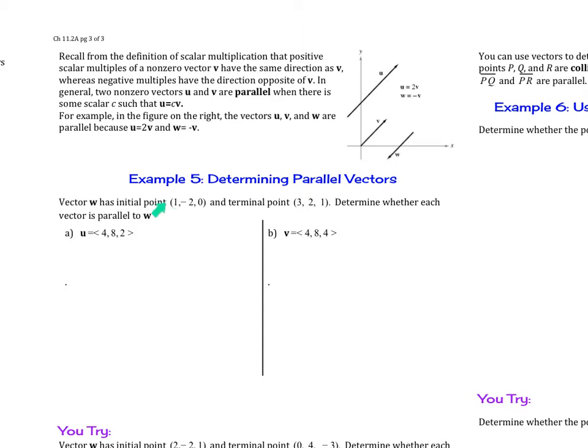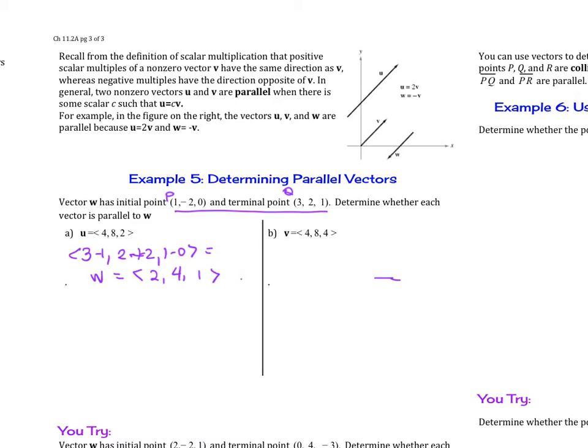So vector w has initial point (1, -2, 0) and terminal point (3, 2, 1). Determine whether each vector is parallel to w. First, let us write w in component form. This is our initial point P, terminal point Q, and so this is going to be 3 minus 1, 2 minus -2, and 1 minus 0. So the component form of w is going to be <2, 4, 1>.